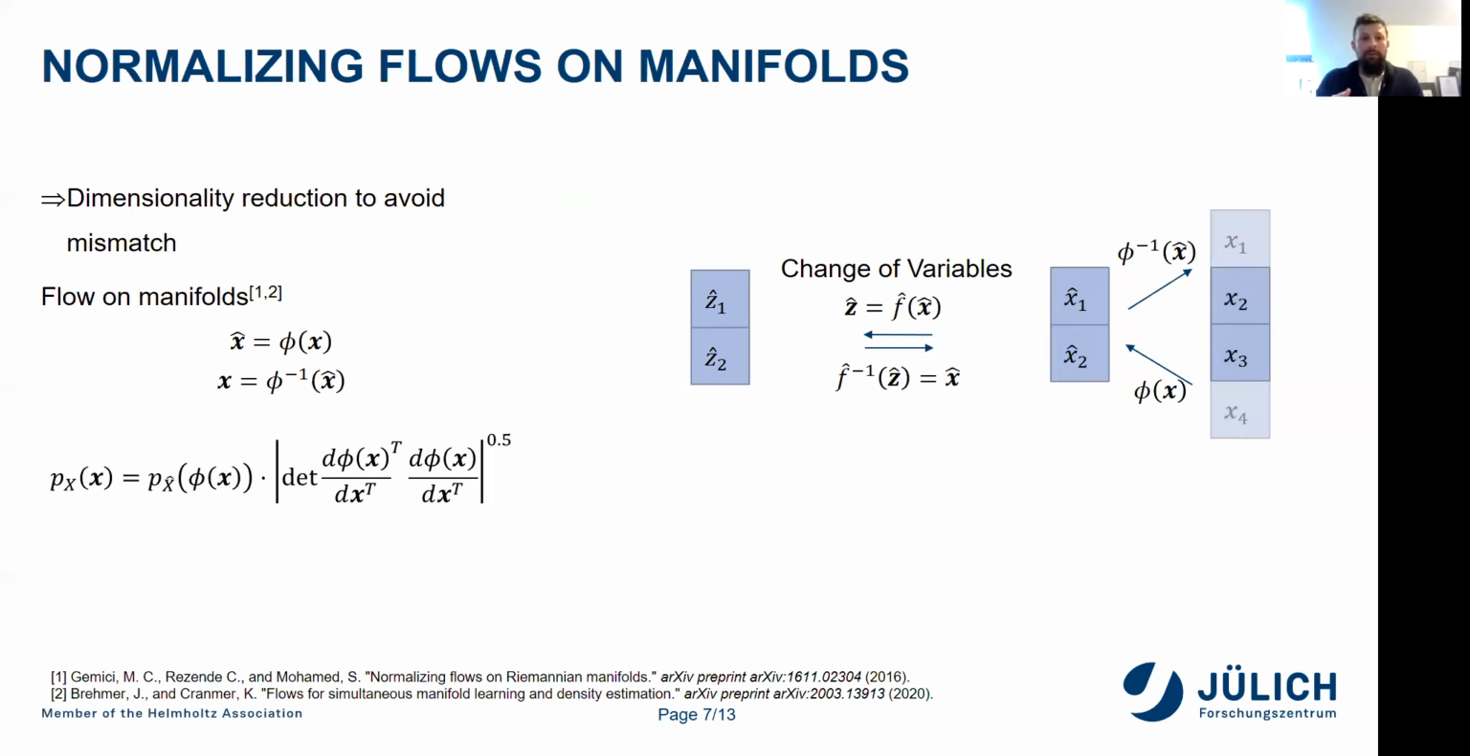Now, if we want to do this, we have to consider that this dimensionality reduction is still a transformation. So we do have to consider it in a change of variables. And because the dimensionality reduction has a non-square Jacobian, we have to use this generalized form of the change of variables formula.